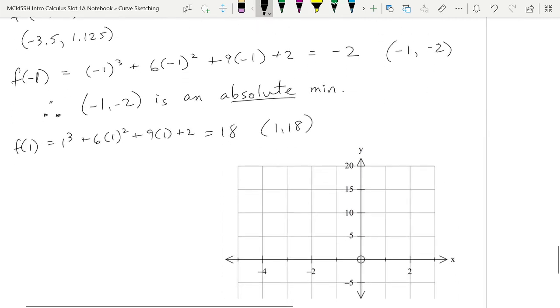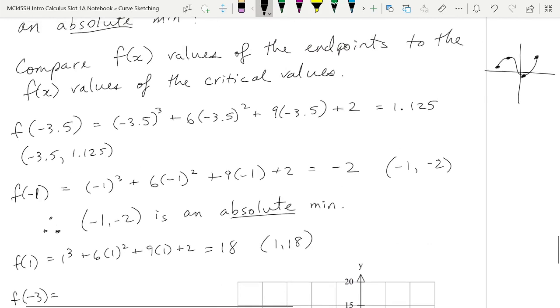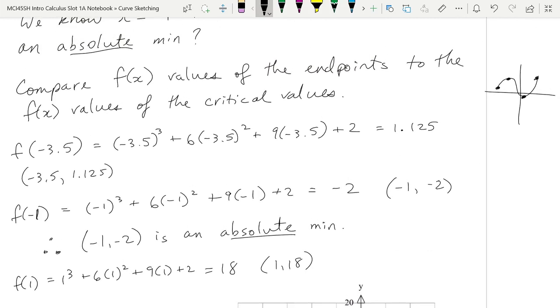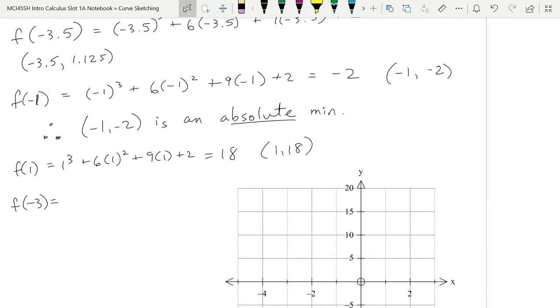Meanwhile, our critical point happened at -3. So is this -3 point here higher than 18? Well, let's take a look. We have -3 cubed plus 6 times -3 squared plus 9 times -3 plus 2. And that's going to actually equal, let's see, that's -27.